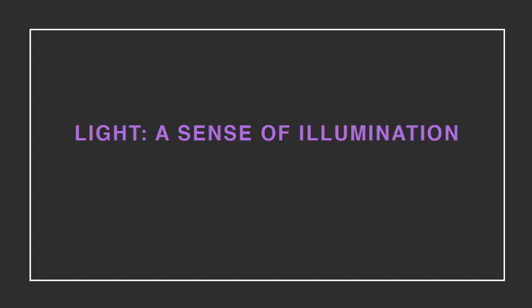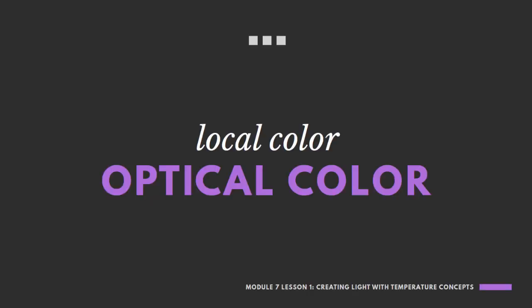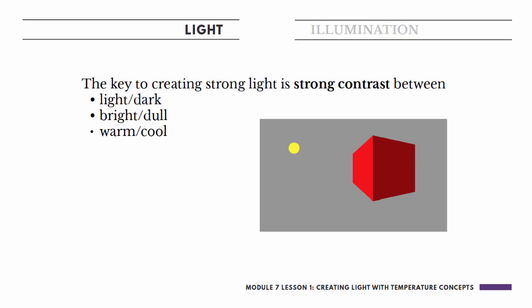Just a quick review that light is a sense of illumination. And again, that we are trying to move away from local color to using optical or perceptual color, which is a much richer, much more sophisticated way to deal with color. To look at our diagram again that we looked at last time, remember that the key overall to creating that strong sense of light is using a strong contrast in light and dark, bright and dull, and warm and cool.